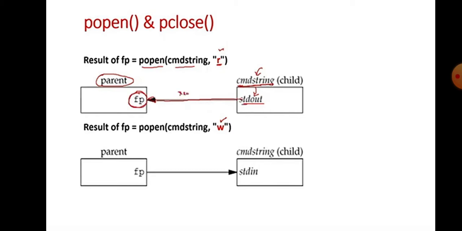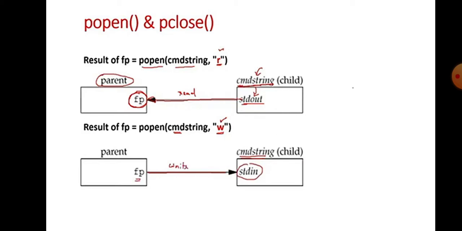So this is read. Similarly, if w is mentioned with respect to the command string, then what happens? The child will be created using fork, and using the exec system call this command will be executed, and the file pointer will be pointing to the standard input of this command string. Here we perform a write operation, so the data is passed to the child process.